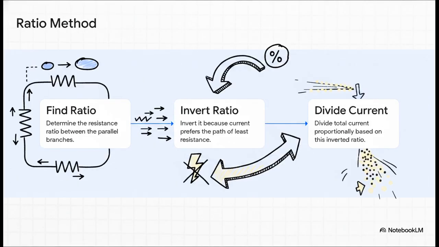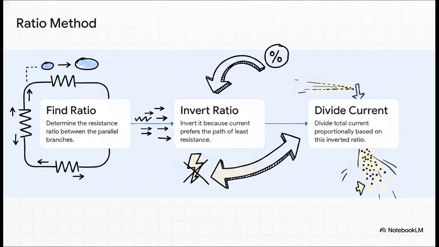Alternatively, we have the ratio method, which is an incredible time saver once you master it. You start by determining the ratio of resistance between the branches, like our 2 ohm and 4 ohm resistors. Then, and this is the absolute secret to this trick, you invert the ratio.